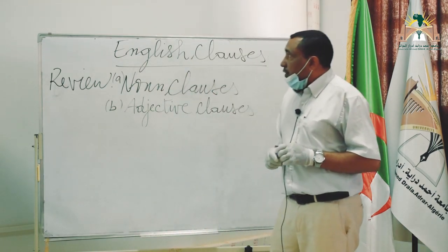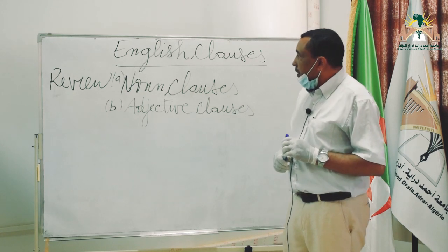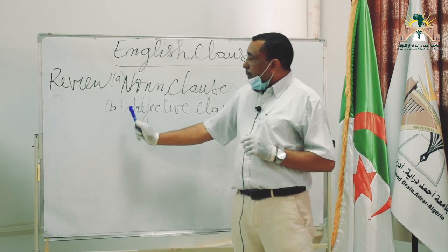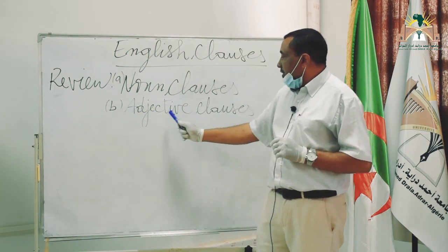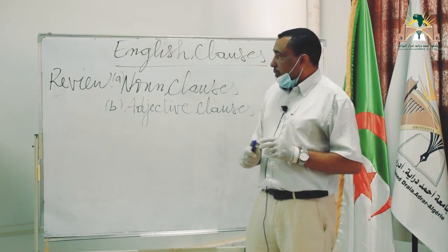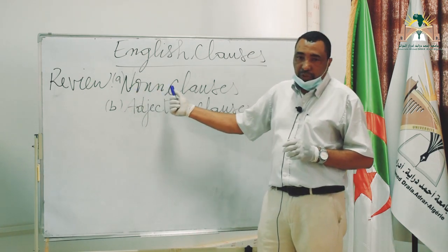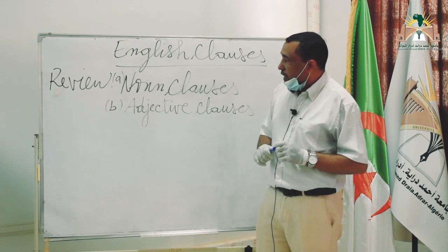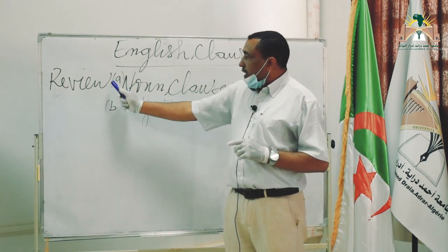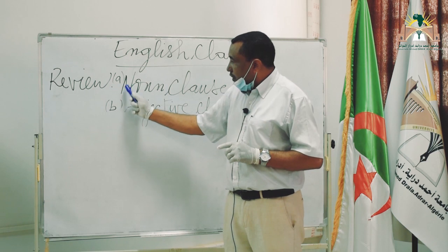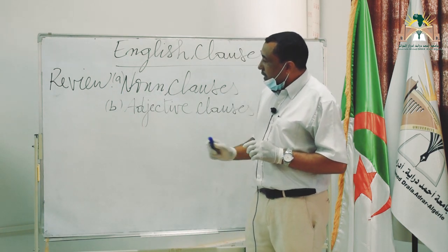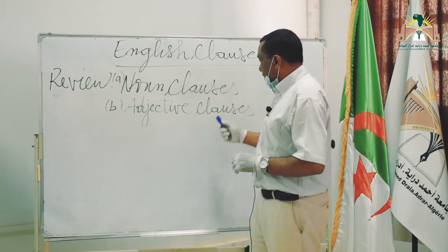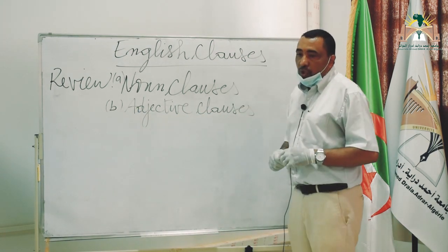This video lesson is concerned with English clauses, mainly part B, which is adjective clauses, because we have seen in class with students noun clauses. Okay, we are going to revise this first part and then we move to part B, which is adjective or adjectival clauses.